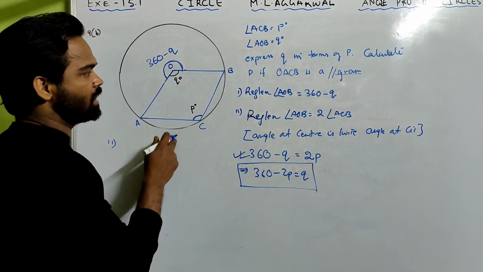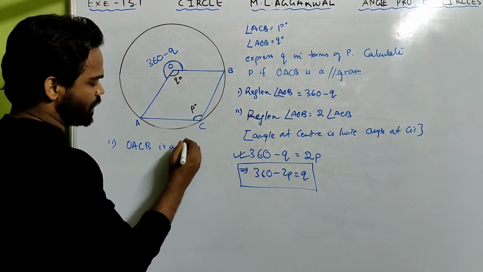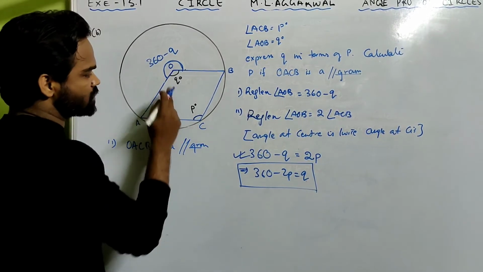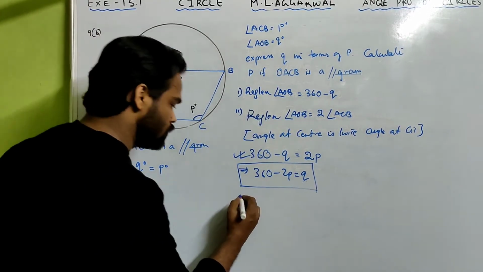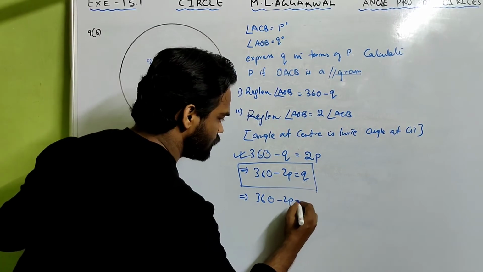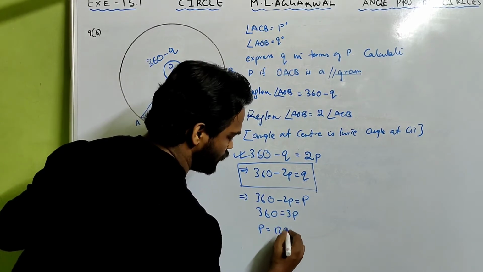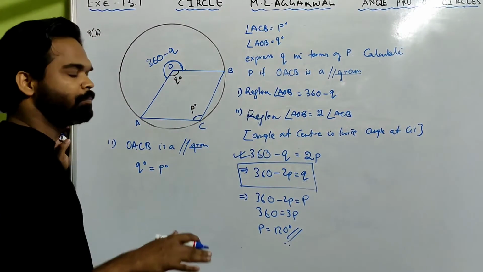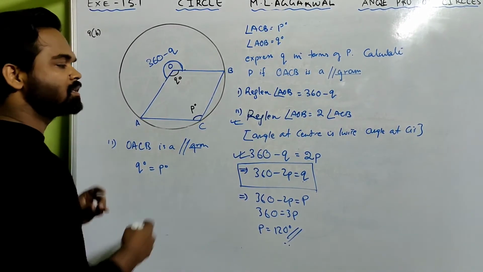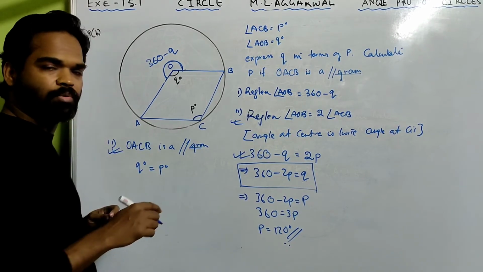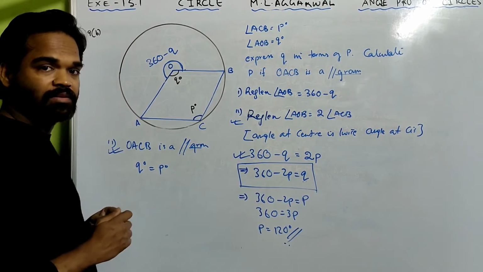Now the second part. Calculate P if OACB is a parallelogram. Now, if OACB is a parallelogram, opposite angles are equal, which means Q will be equal to P, isn't it? Which means instead of Q, we can put P over here, which means 360 equals to 3P, which is P equals to 120 degree. Done. Pretty easy. Just used one property, that angle at the center is twice the angle at circumference, and the rest was parallelogram property. You know that opposite angles in a parallelogram are equal. Now let us look at the next sum.